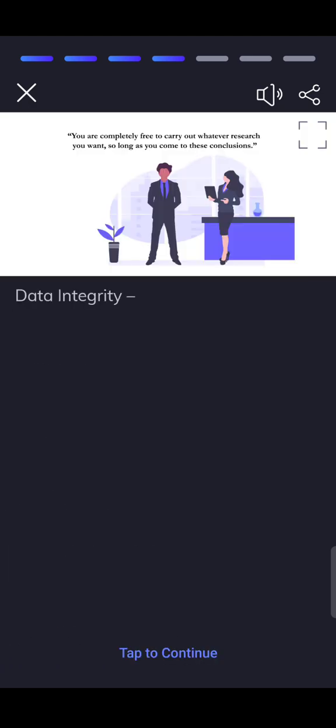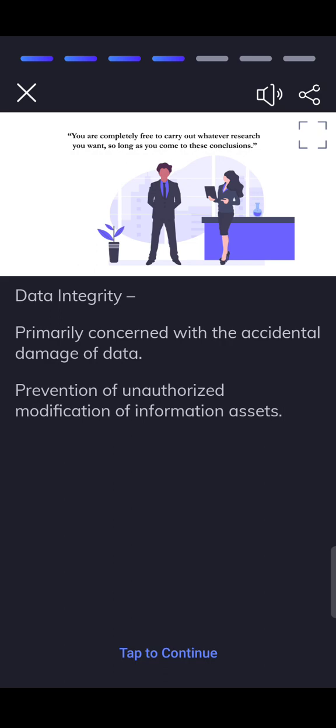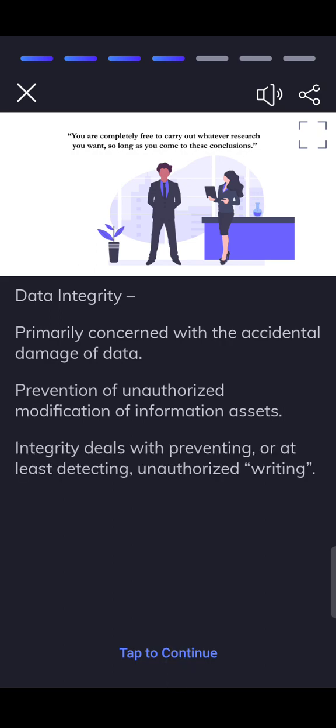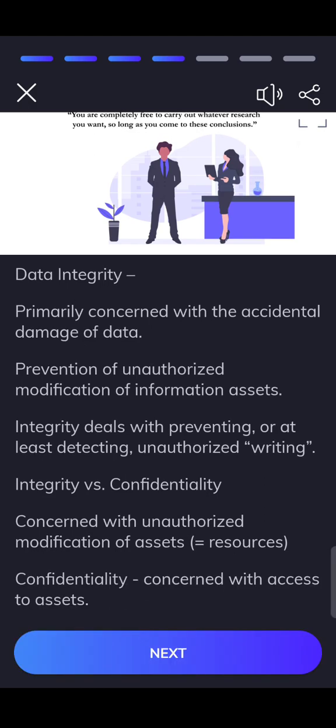Data integrity is primarily concerned with the accidental damage of data. Prevention of unauthorized modification of information assets. Integrity deals with preventing, or at least detecting, unauthorized writing. Integrity versus confidentiality. Integrity is concerned with unauthorized modification of assets, or resources. Confidentiality is concerned with access to assets.